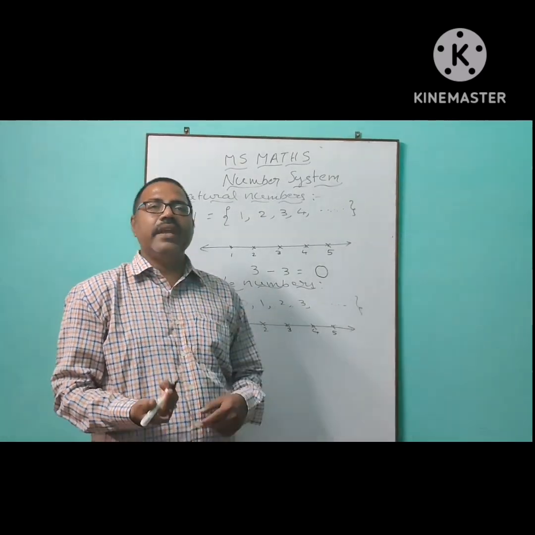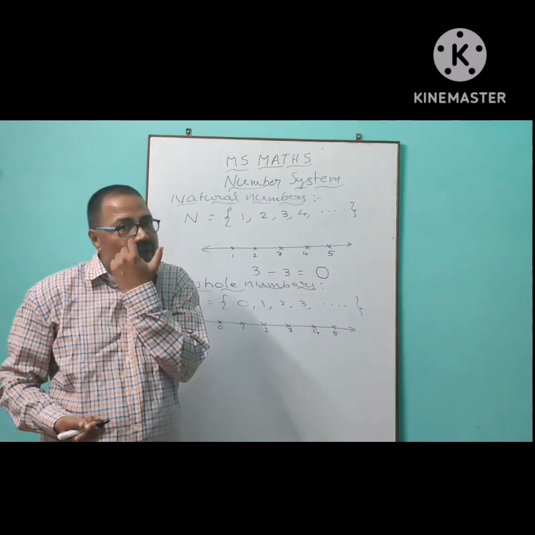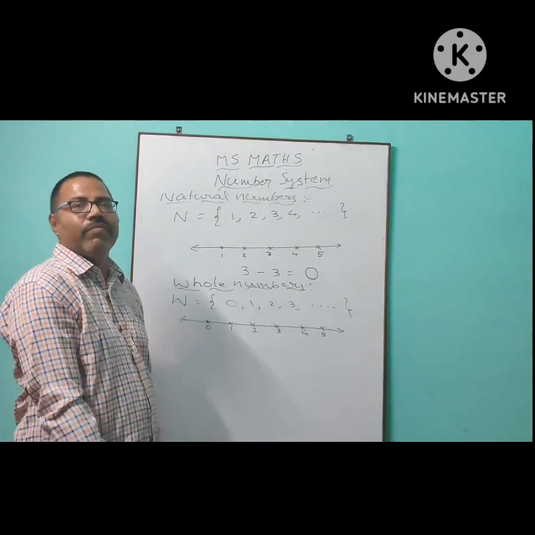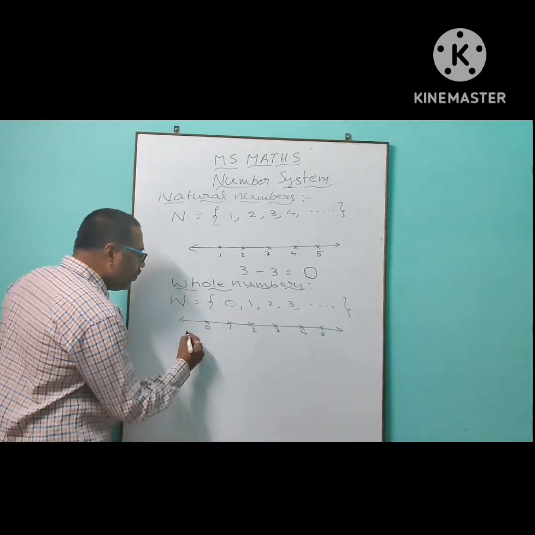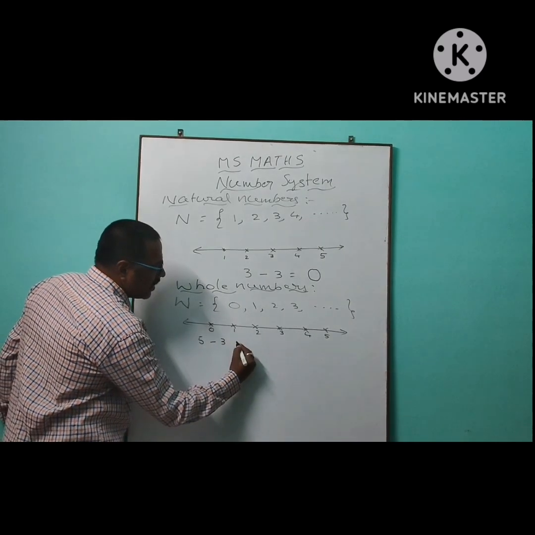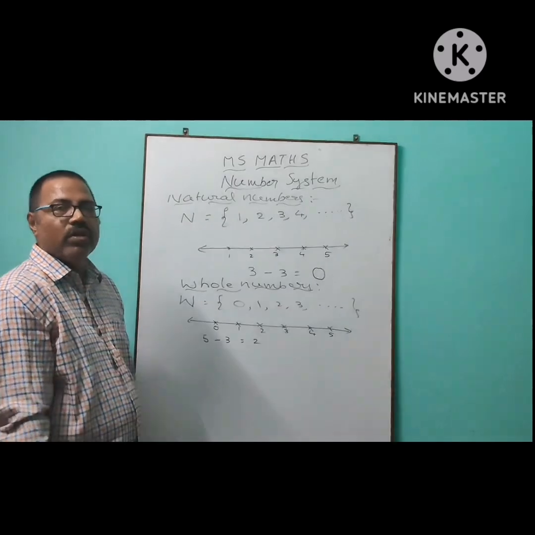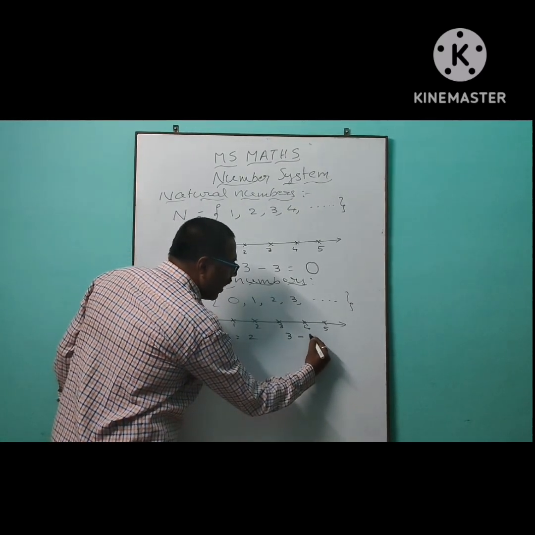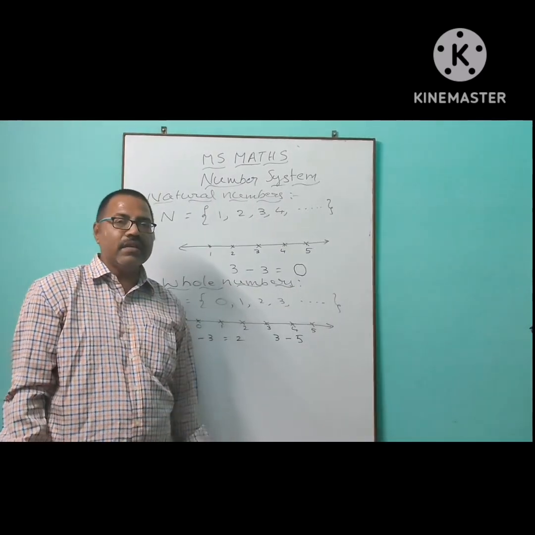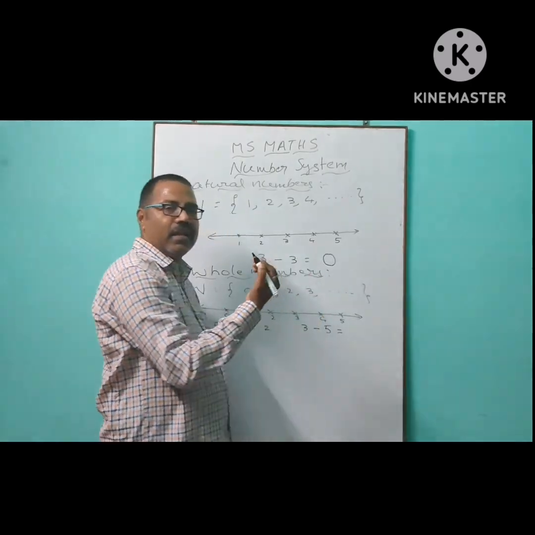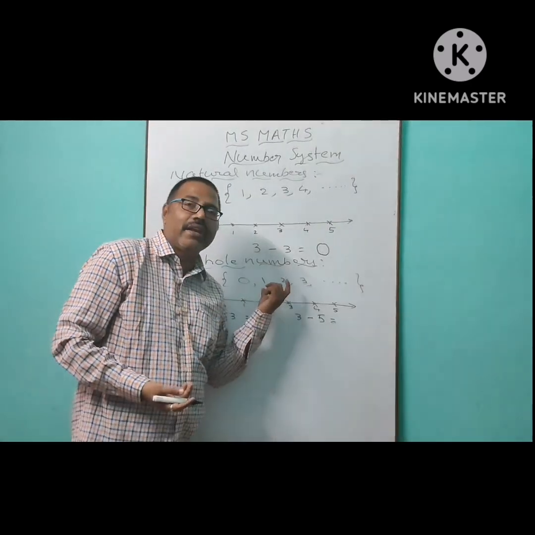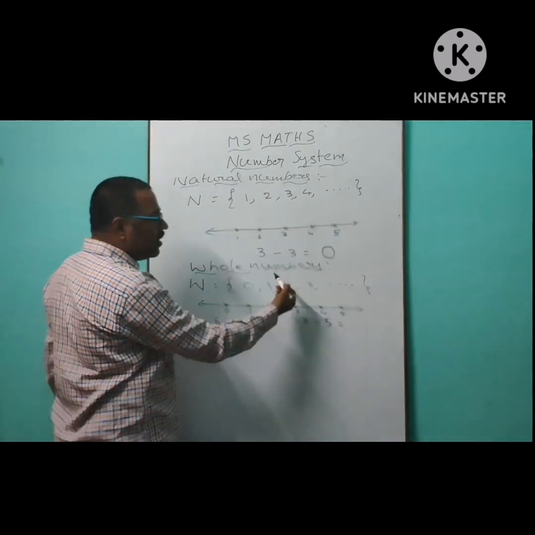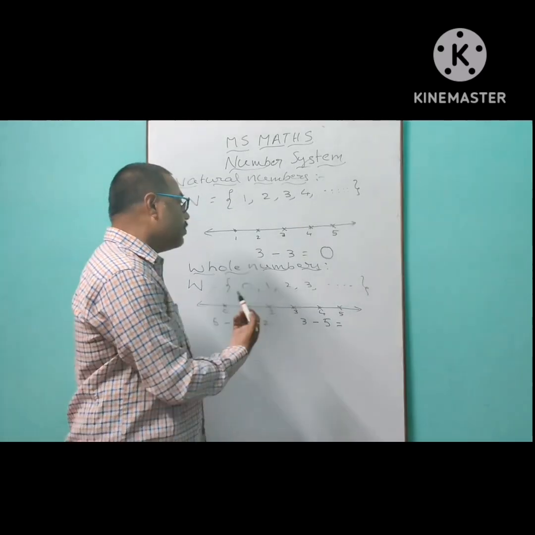I told you already, as the needs are increasing, we are extending our number system. Suppose I ask you to subtract 3 from 5, what will you do, children? You do it like this: 5 minus 3 is equal to 2. Suppose I ask you to subtract 5 from 3, how do we write that? We write that as 3 minus 5. What is this? We don't know. So that's why there is a need to extend our number system. Right now we have only natural numbers and whole numbers, children.